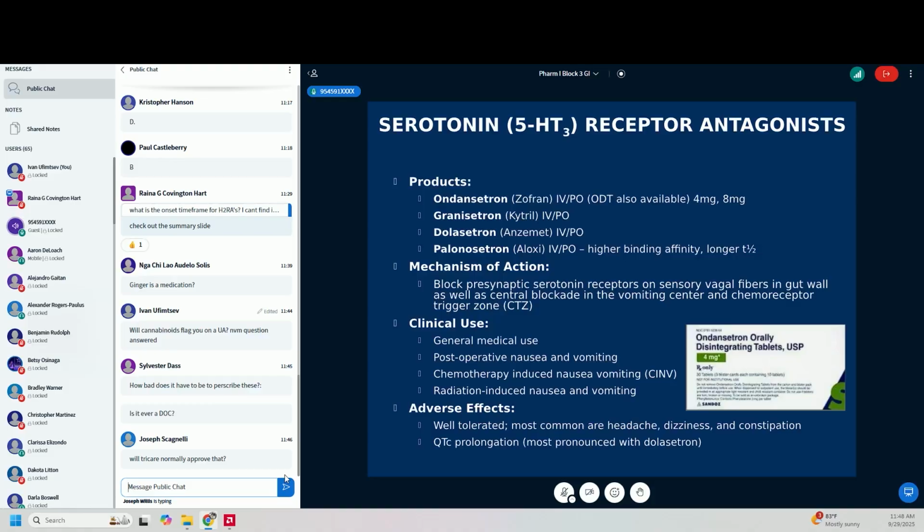Clinical uses, just general nausea, vomiting, post-operative, chemo, very good medication. Radiation, which is similar to our chemo, same thing. Adverse effects, very well tolerated. Big thing that I want you to make sure of here is QT prolongation, more so with your dolasetron, okay? So QT prolongation, big deal. If I have issues already with my heart, you don't want to make it worse.